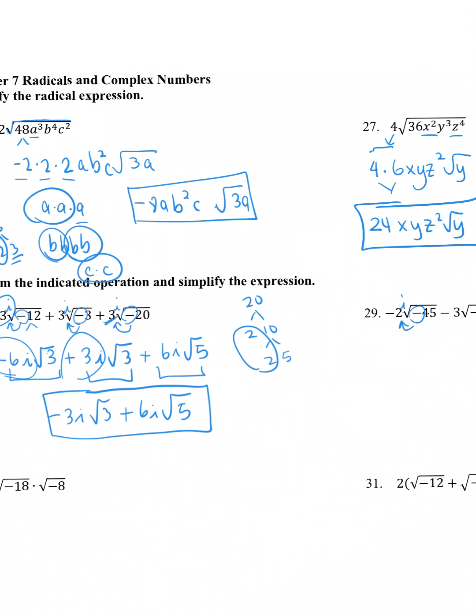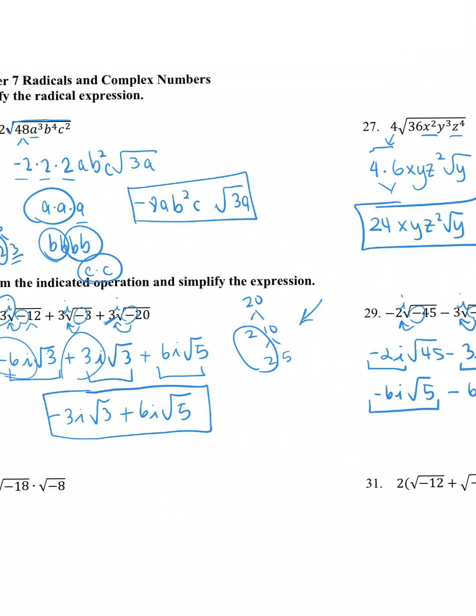Likewise, the next one, take out the imaginary unit. I have negative 2i times the square root of 45 minus 3i times the square root of 20. We already broke down 20. We know it's 2 square root of 5. So I already have the 3i, and of course subtraction. So 2 times 3i is 6i times the square root of 5. Breaking down the 45, I'm going to end up with 9 times 5. So it's going to be 3 root 5, but I already have a negative 2i, so 3 times negative 2i is a negative 6i times the square root of 5.